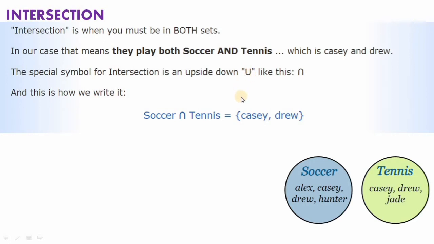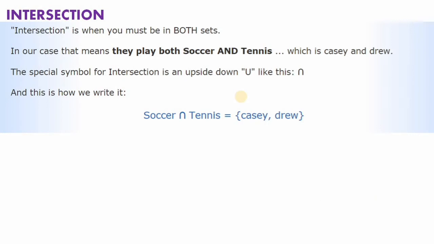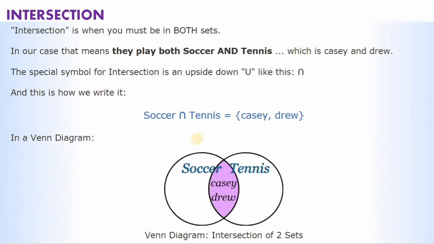Now let's go to the Venn diagram. The Venn diagram will be only the common part, that means the ones which are present in both the sets. So we see that only this part is present in soccer's set and tennis set. All right, so this is how the Venn diagram of intersection looks.